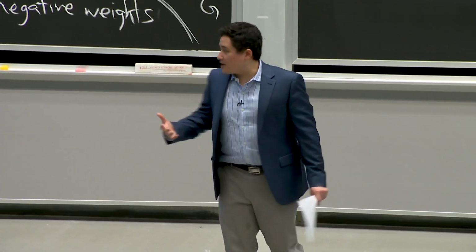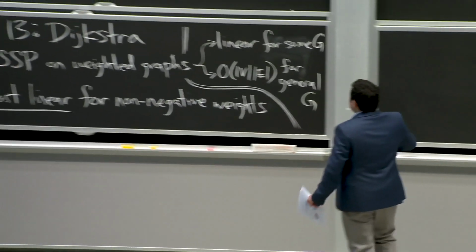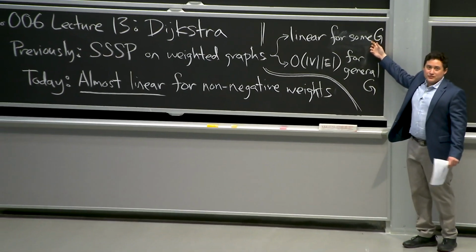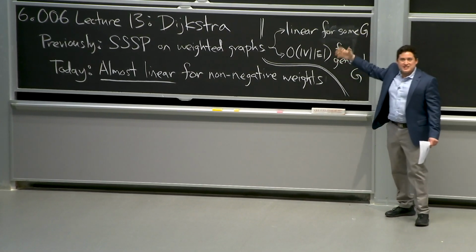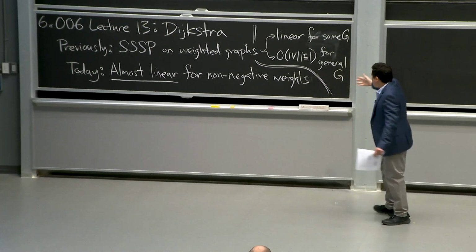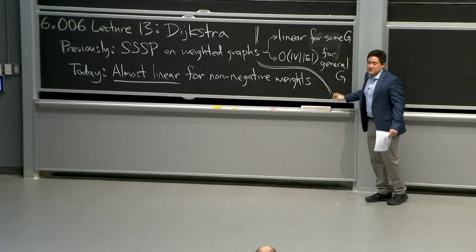Okay, so that's what we've done up until now. We've gotten linear for some types of graphs, and we've gotten quadratic, V times E, for general graphs, ones that could contain negative cycles.